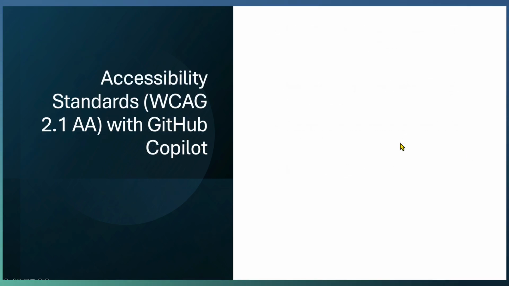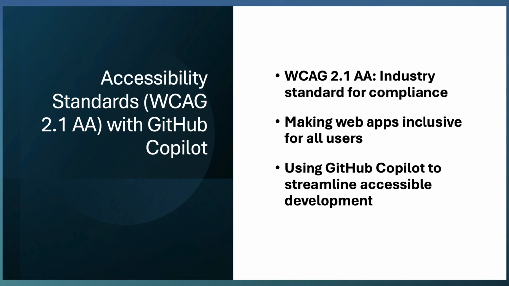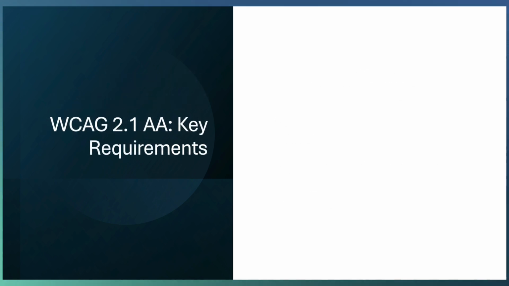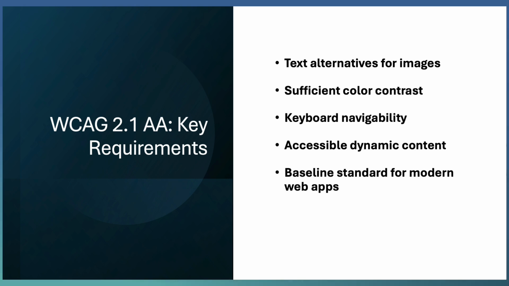One of the most widely adopted standards for web accessibility is the Web Content Accessibility Guidelines, or WCAG. We will focus today on WCAG 2.1 Level AA, which is a recommended baseline for most web applications. WCAG 2.1 AA includes criteria such as providing text alternatives for images, ensuring sufficient color contrast, supporting keyboard navigation, making dynamic content accessible, and it's the baseline standard for modern web applications.